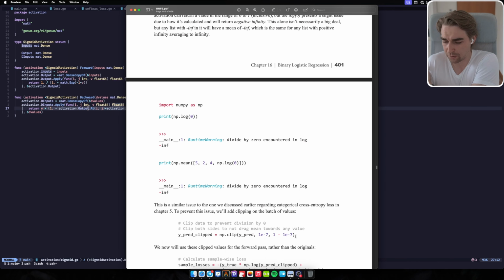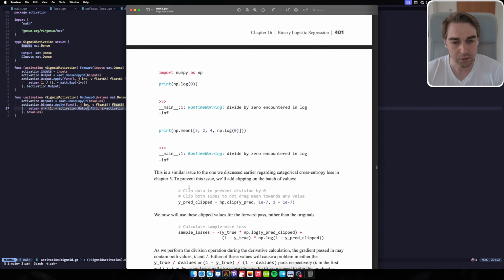We had the same for the categorical cross entropy, when in some cases the prediction is fully zero. This is the similar issue we discussed earlier regarding categorical cross entropy loss in chapter 5. To prevent the issue, we'll add clipping on the batch of the values. Clip data to prevent division by zero, clip both sides to not drag the mean towards any value. We now will use the clipped values for the forward pass rather than the original.